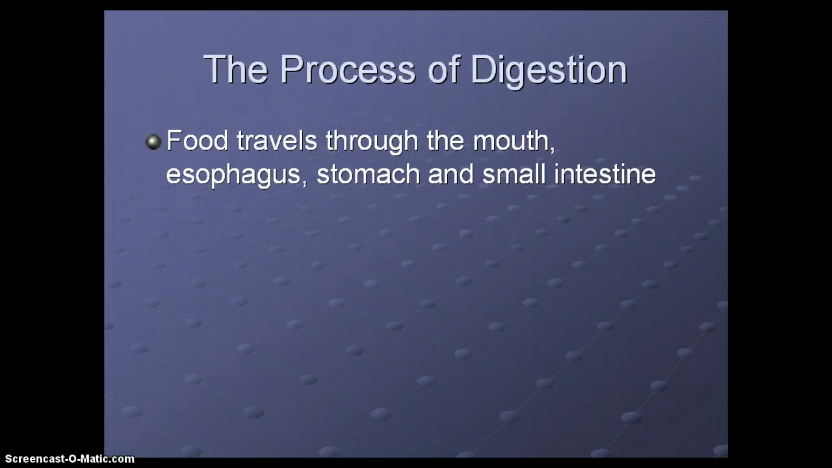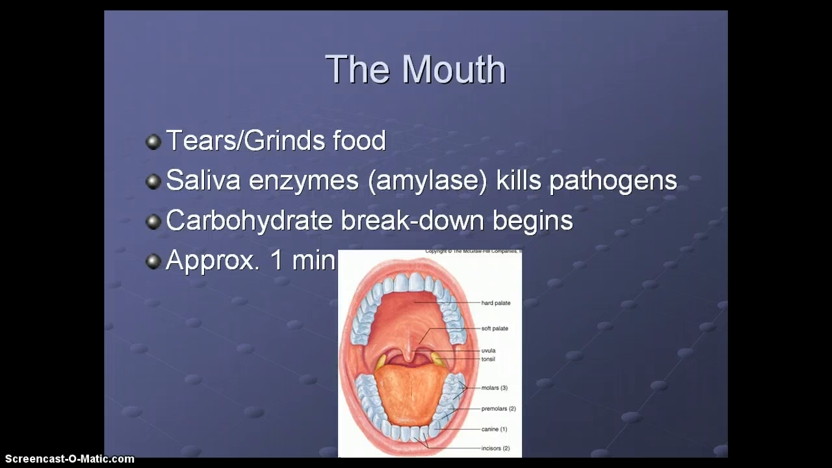digestive system. The process of digestion is when food travels through the mouth, esophagus, stomach, and small intestine. Starting in the mouth, the food is torn and ground, and the saliva enzymes, or amylase, kill pathogens within the food. This is where carbohydrate breakdown begins, and it takes approximately 1 minute for this step to happen.